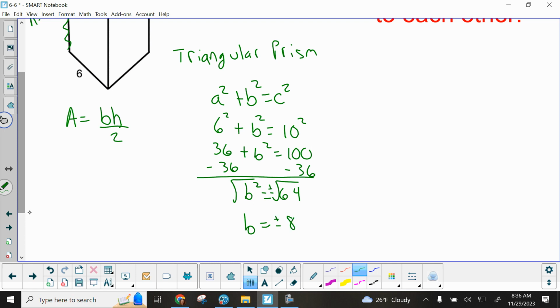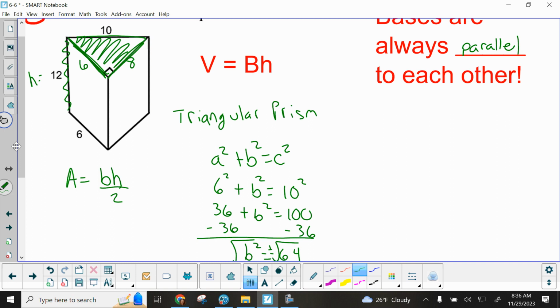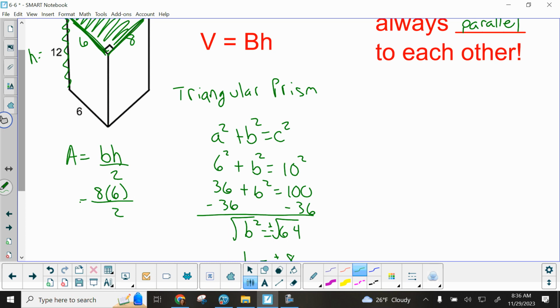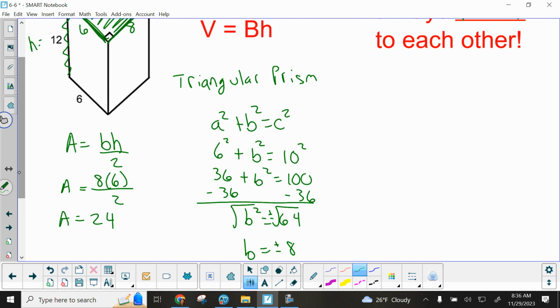But we know in geometry, a lot of times we're talking about distances. So this is a length of 8, not -8. All right, so I have my base of my triangle is 8. My height is 6. And I'm going to divide by 2 in order to get the area of that triangle. So the area of the triangle is 24. And then come back over here, I've got 24 for the base area times the height of my prism. So I have to figure out 24 times 12, and that's going to give me 288.